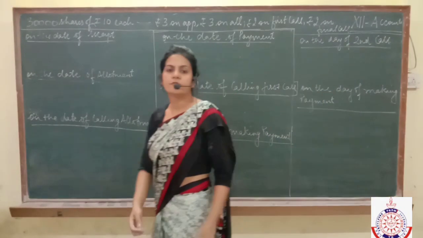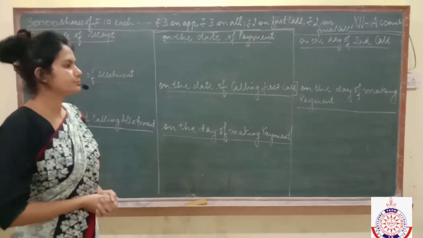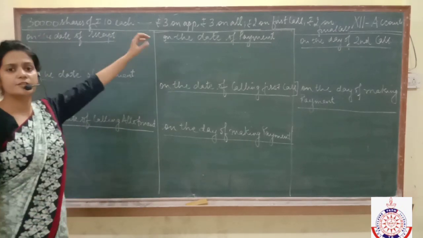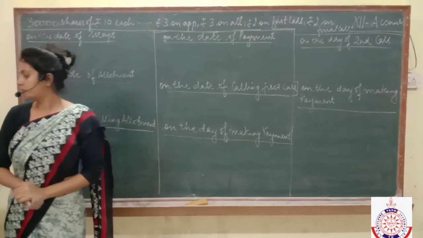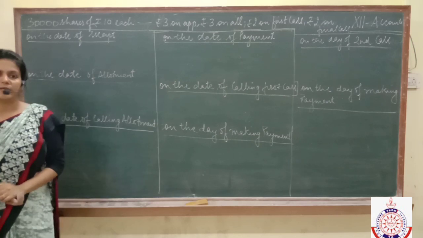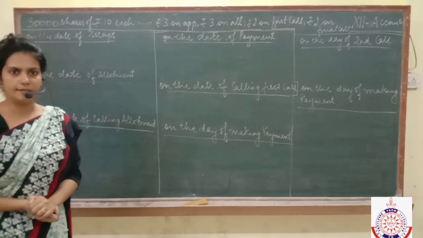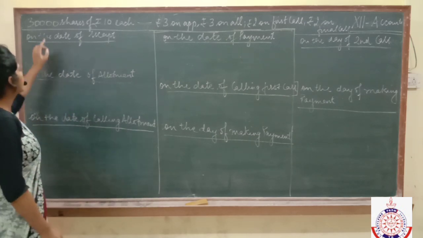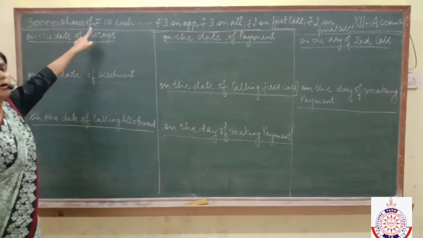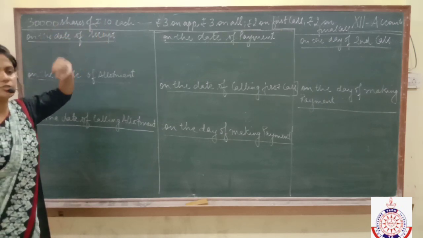Let us start with the first numerical of this chapter. I have just written the numerical in short. This is illustration number 5 of your book, which is on page number 7.19. Now, what is mentioned is that a company has issued 30,000 shares of rupees 10 each.